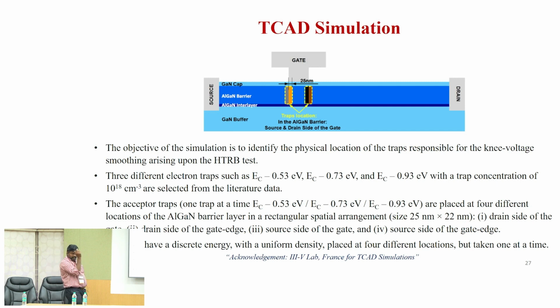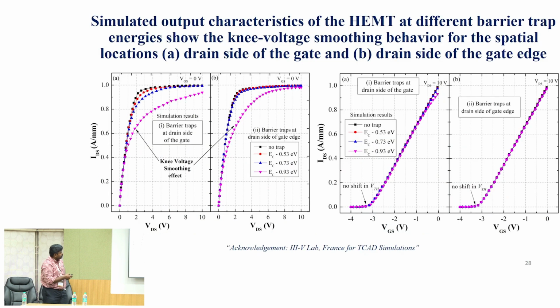The traps are discrete traps, and the density is uniform. It's not varying spatially, like I have shown in the earlier case, and it's placed at 4 different locations, one at a time. For one combination, one result; for another combination, another result. It's a static simulation. The objective is to see which condition is giving the knee voltage smoothing, where the knee voltage is getting smooth.